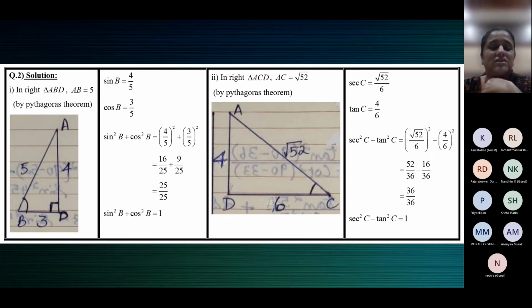You must use the relevant right triangle. Important is you should use the right triangle. And for sine B and cos B, you must use the right triangle which has angle B. And to find secant C and tan C, you must use the right triangle which has angle C.